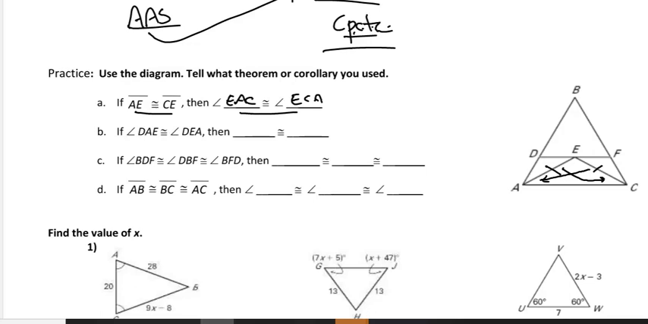All right, now let's go ahead and look at the next one. If this angle was congruent to angle DEA, if those angles are congruent, what sides are congruent? Look at the opposite sides of those angles. We would know that DA is congruent to DE.